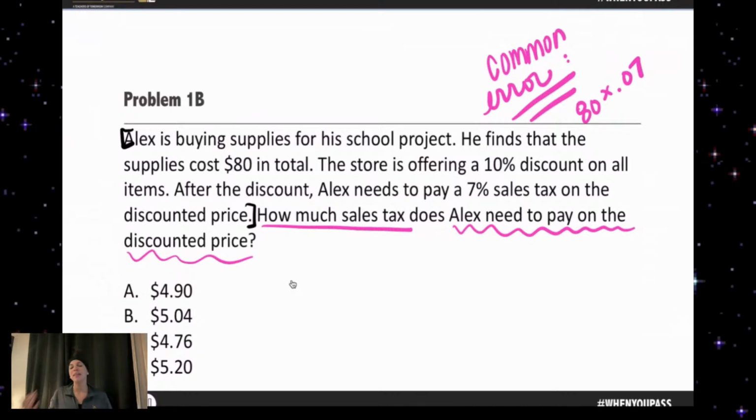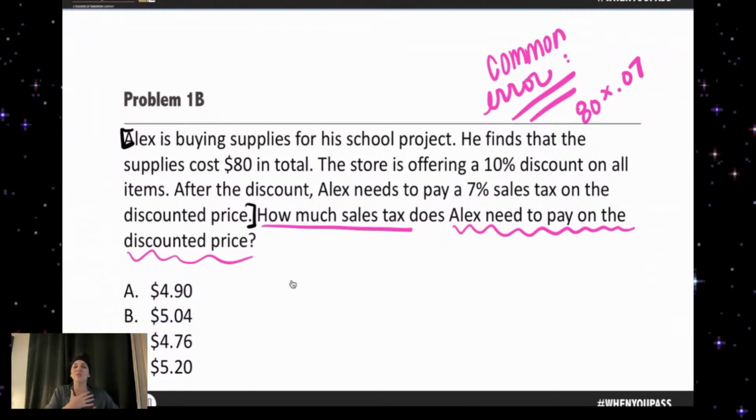Because in this situation, we're not finding the total. And so when we read the question and we're in a hurry and our anxiety is a little high and we're kind of feeling all of those feelings, how much sales tax does Alex need to pay on the discounted price? People are going to go, oh, I know how to do that. 7% times 80. I know how to find sales tax. But people are going to skip over the whole there's a 10% discount. So it's important that we read the question in its entirety.